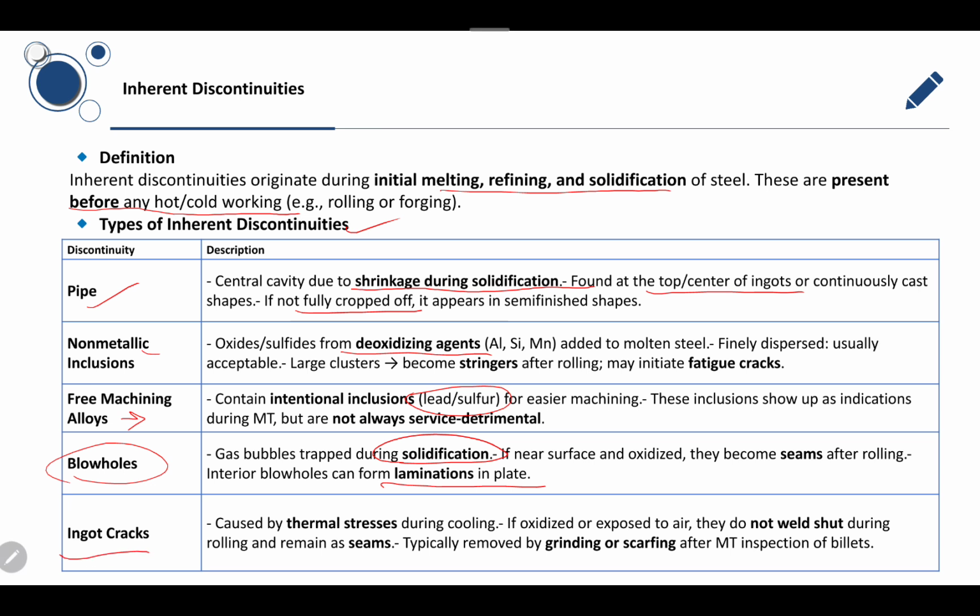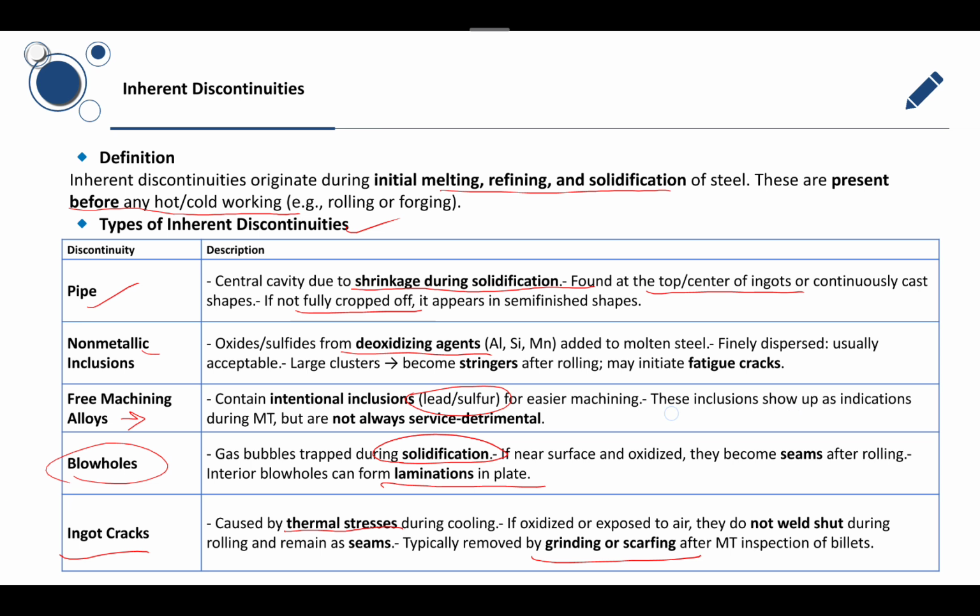Next one is ingot cracks. These cracks are caused by thermal stresses during cooling of the ingot. If these cracks become oxidized or exposed to air, they do not weld shut during rolling and remain as seams in the final product. They are typically removed by grinding or scarfing after inspection of the billet.